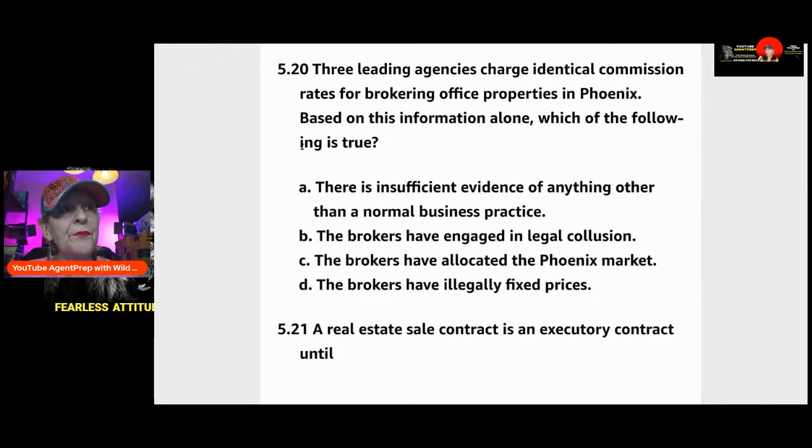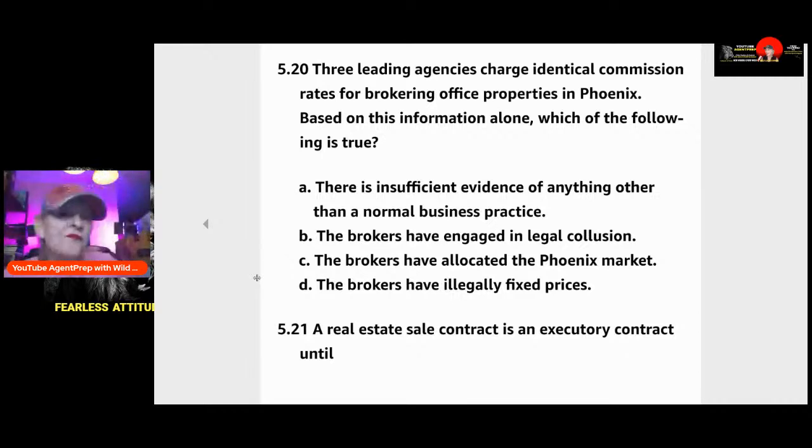Number 20, three leading agencies charge identical commission rates for brokering office property in Phoenix. Based on this information, which of the following is true? A, there is insufficient evidence of anything other than a normal business practice. B, the brokers have engaged in legal collusion, vocabulary, right? C, the brokers have allocated the Phoenix market. Or D, the brokers have illegally fixed prices.